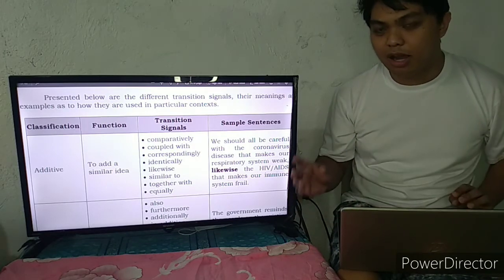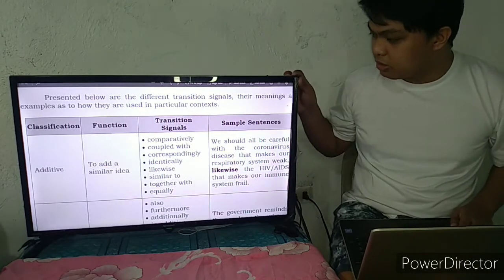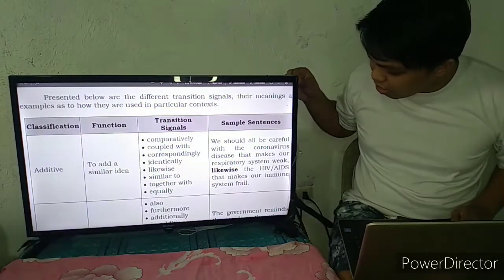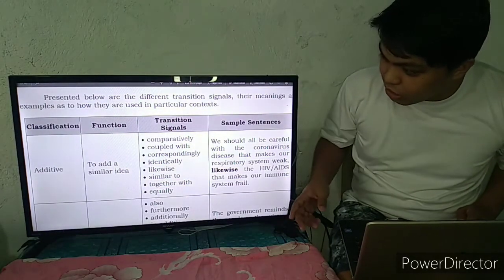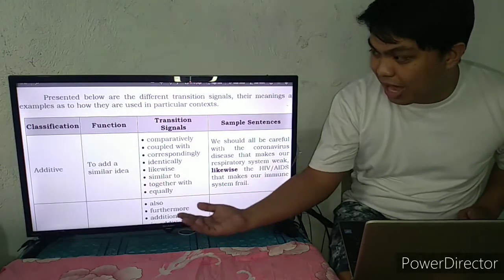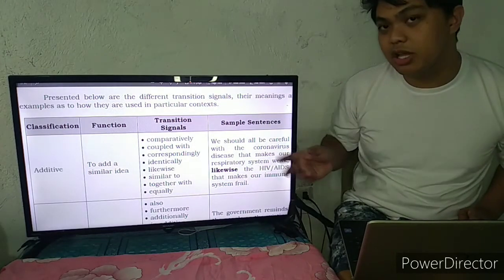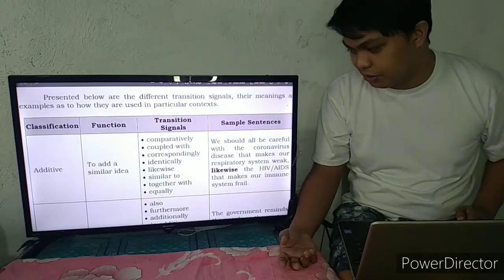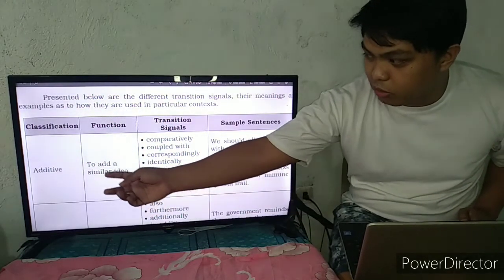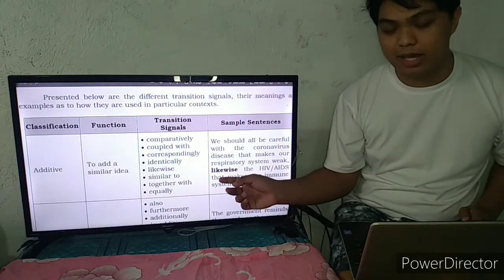So, ano yung similar idea dito sa sentence na ito? So, ang similar idea dito sa sentence na ito is that we have to add a similar idea of HIV and coronavirus because they are both viruses. So that is an example of additive or to add a similar idea. So ang ginamit nating word is likewise.